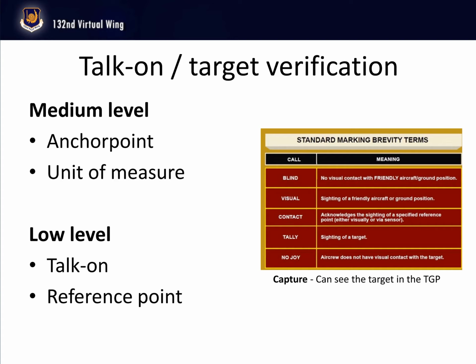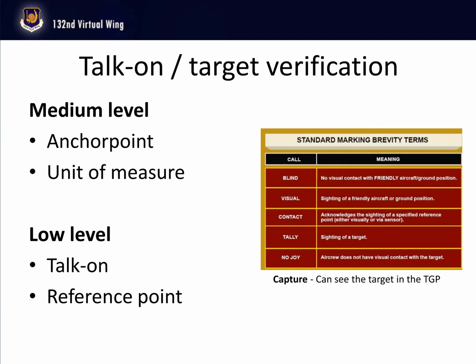When you use the TGP, again, a contact is a contact, and tally becomes a capture. If you see a target from the TGP or sensor, it's a capture. It's possible to elevate a target from a contact to a capture. For instance, when the aircraft tells me, I have a contact, main battle tank on the road driving facing east.